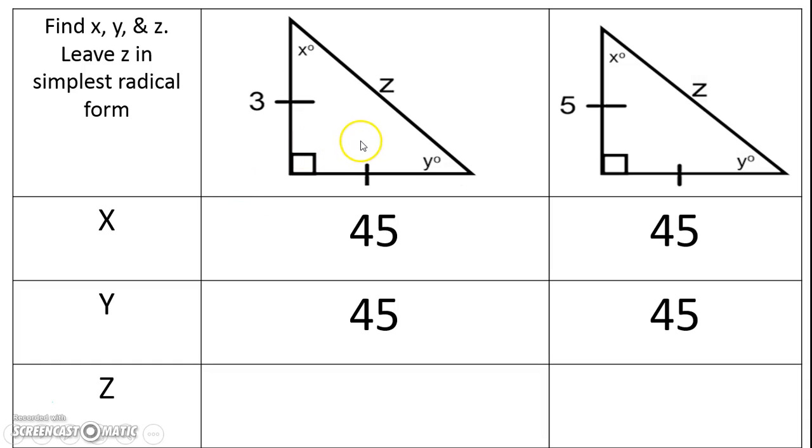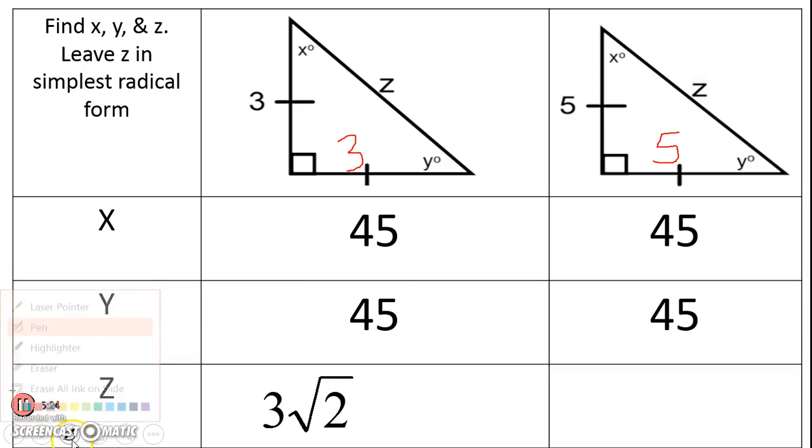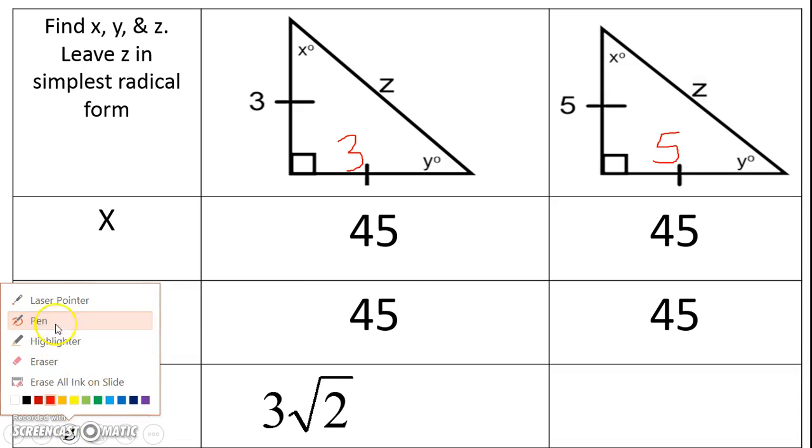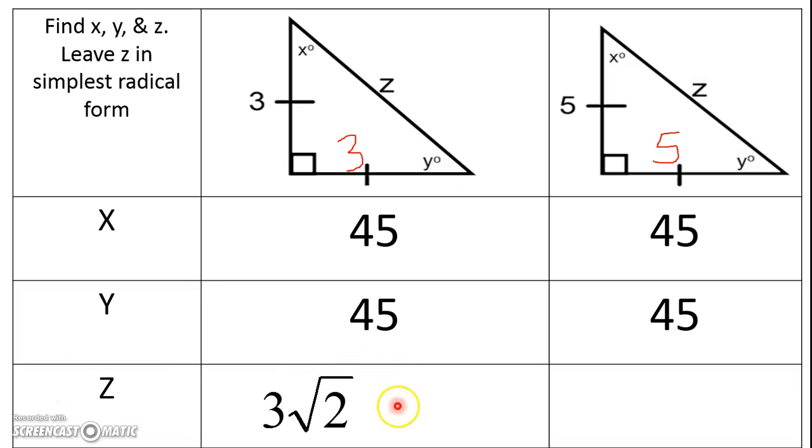Because it's an isosceles right, we should have gone ahead and marked this side a 3, and then you could also mark this side a 5, and then by doing Pythagorean theorem, you should have been able to come up with this 3 root 2. And then again, over here, we should have gotten 5 root 2. So hopefully you were able to do that, but let's look at some more examples.